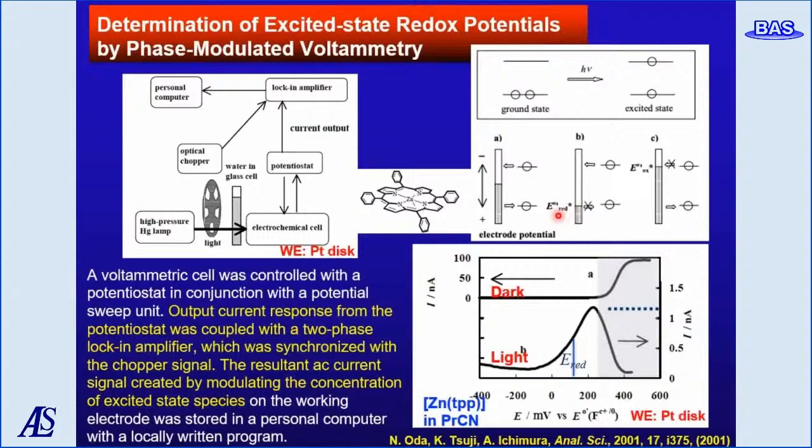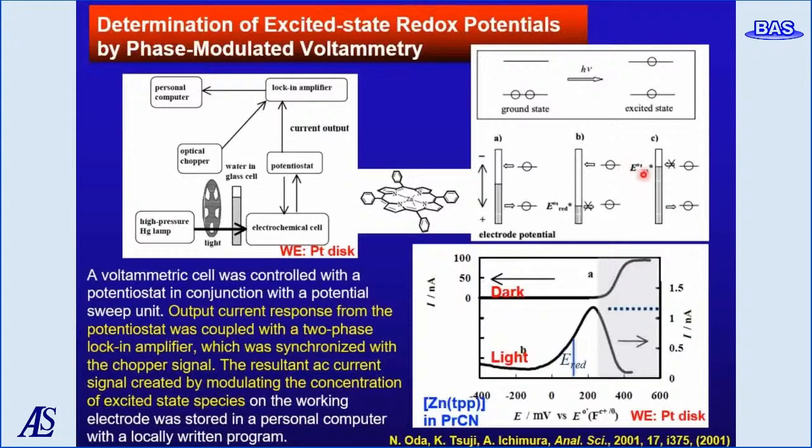On the other hand, when the potential is shifted to the negative side, the Fermi level of the metal rises and electron transfer occurs from the valence band to the SOMO of the molecules. The potential at this time is the oxidation potential of the excited state.